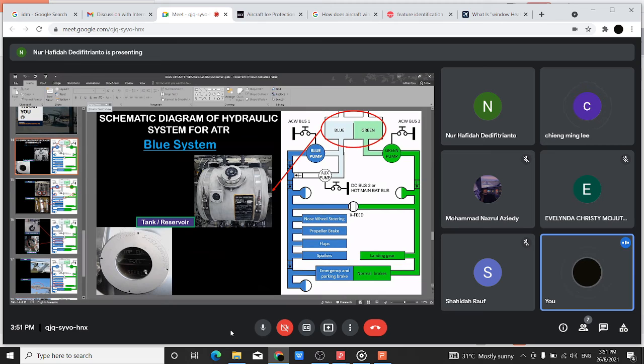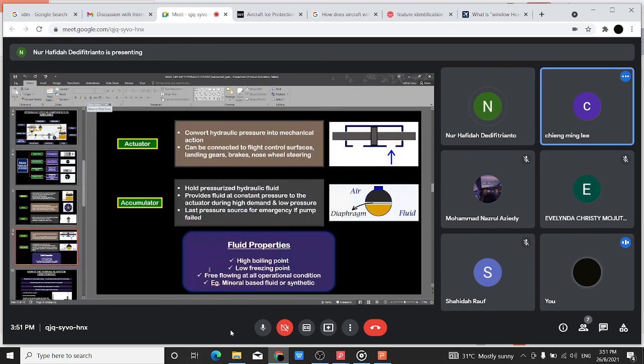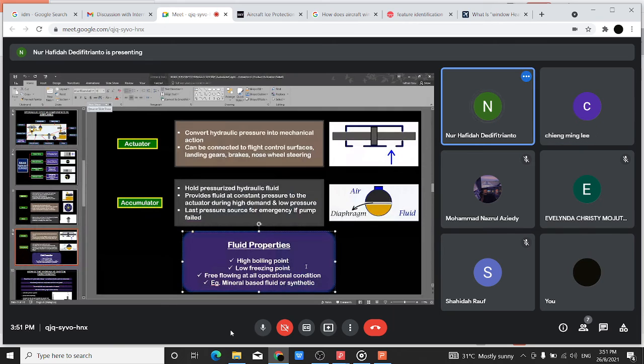Sir, so the properties of the hydraulic fluid just now, it needs to have a high boiling point. Besides preventing flame, is it also to prevent excessive thermal expansion? Yep. Because fluid, definitely if you put in a bit, it will expand a bit. So we don't fill it to maximum.